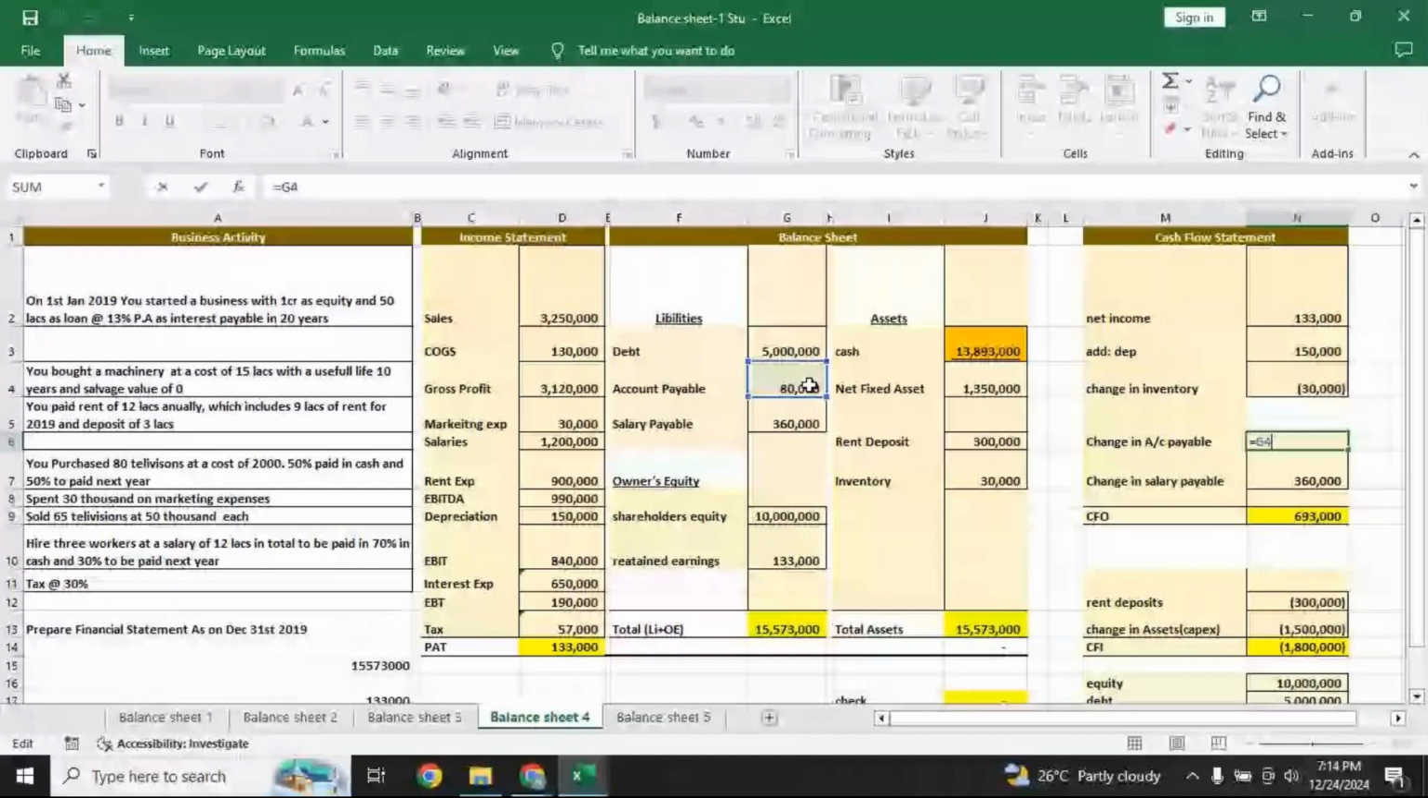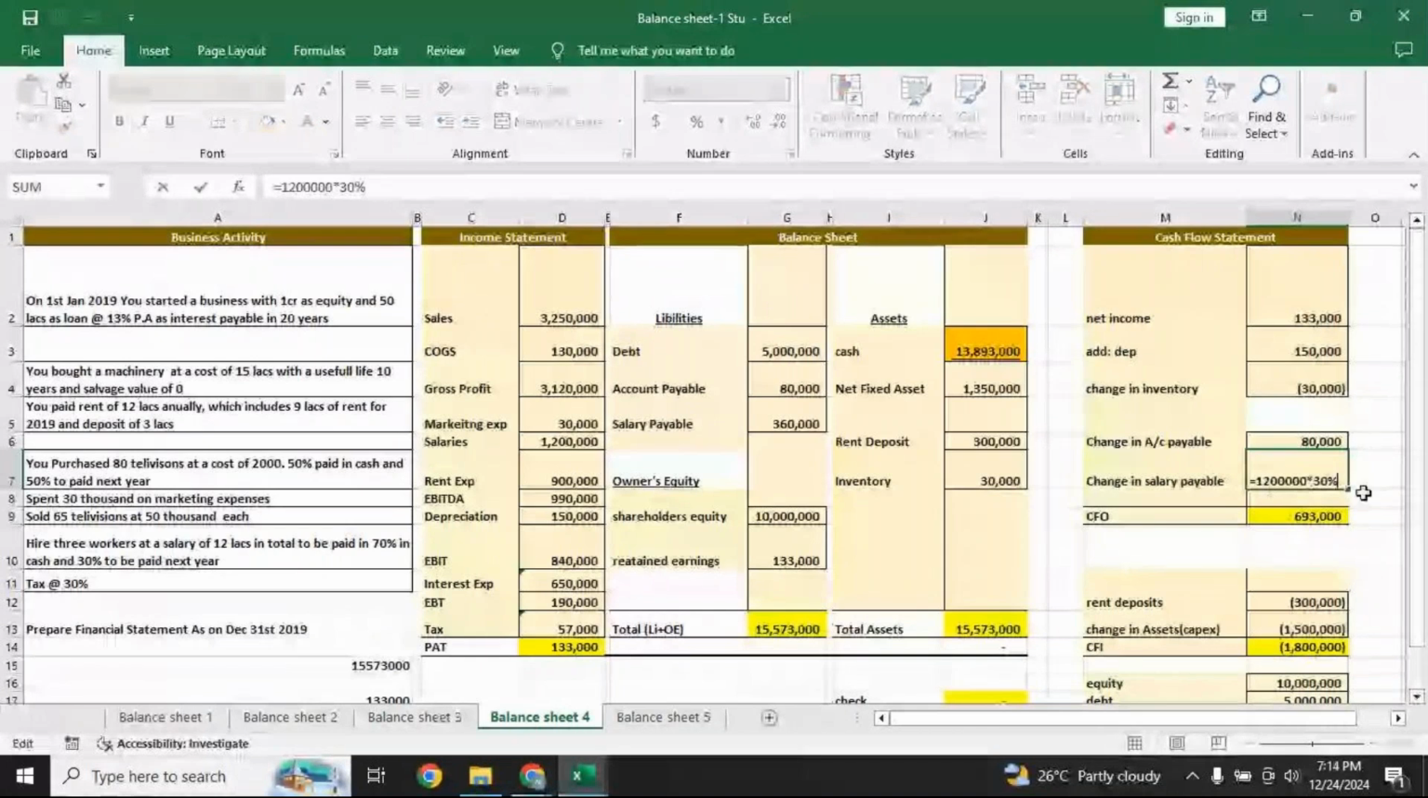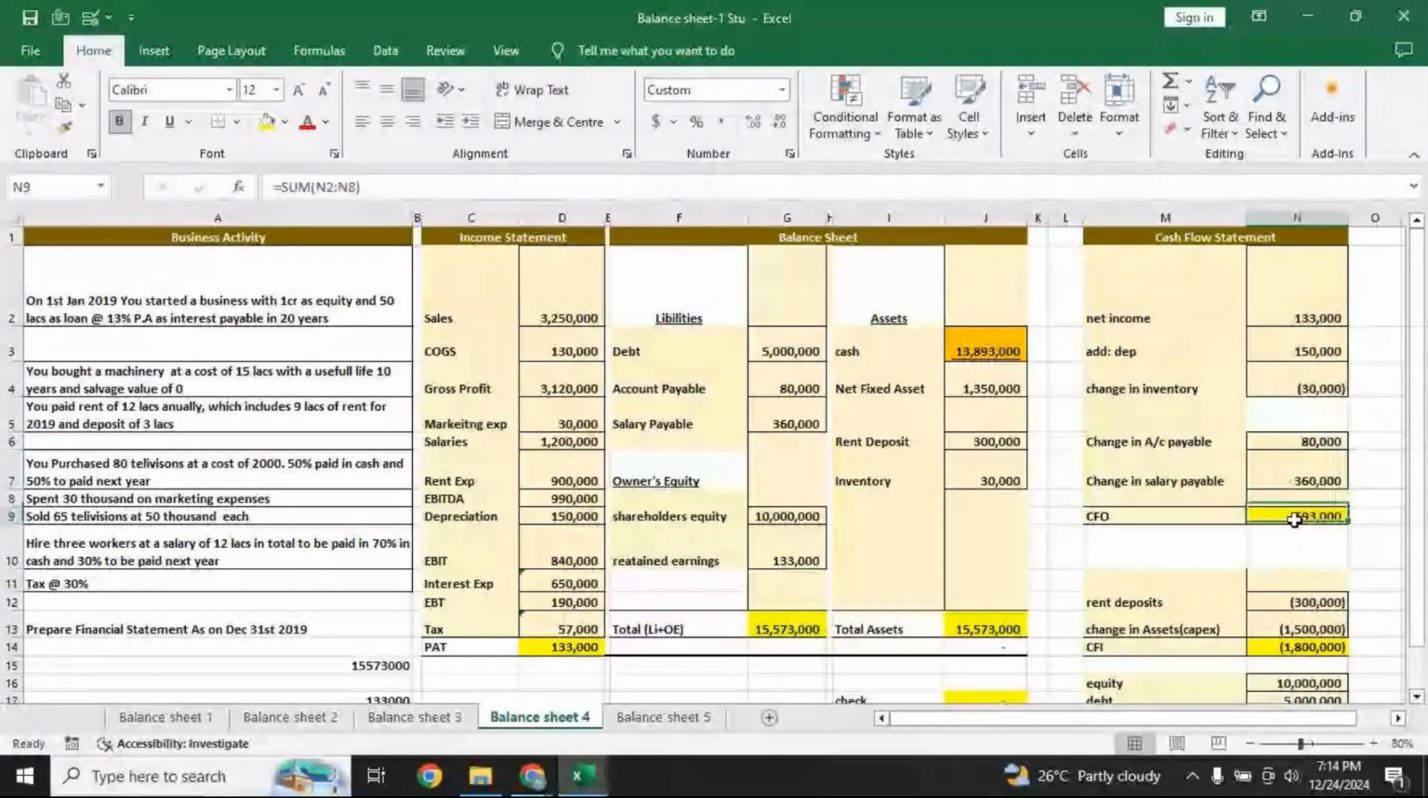Salary payable. I am hiring 3 workers at a salary of 12 lakh per year, out of which 70% I am paying by cash and 30% I will pay later. So salary payable will be 12 lakh into 30%. Then CFO, operating activities, I make the total of this.